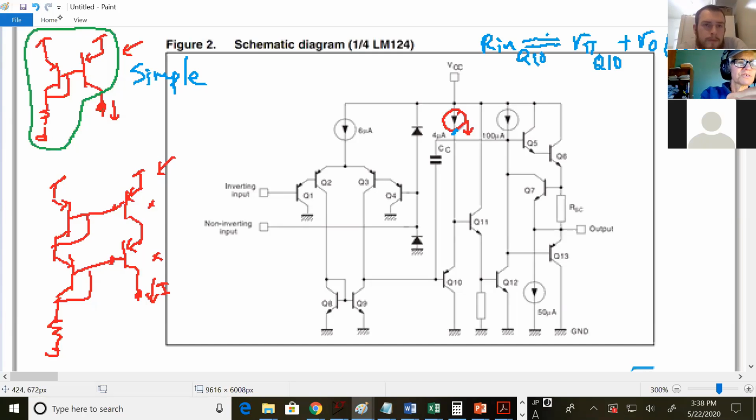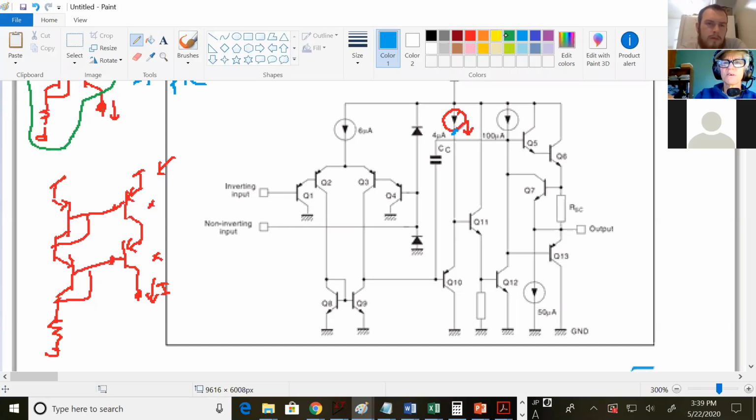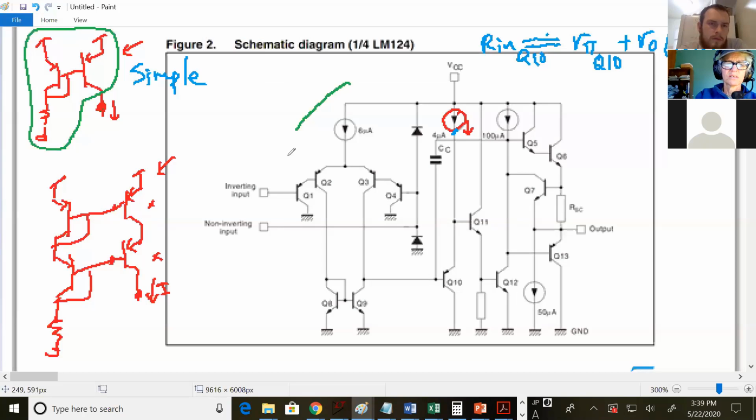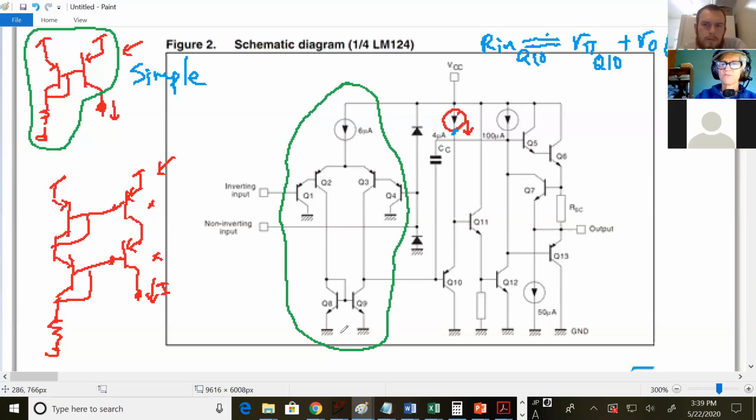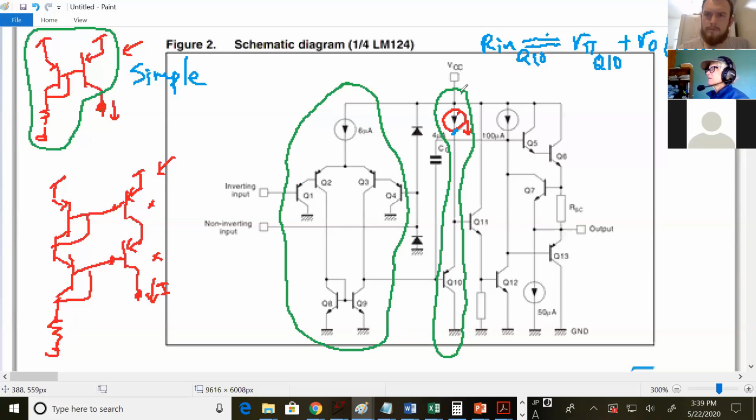Actually, I should start circling things. What color am I in right now? Blue. So we had this. Remember, for a stage, you want to go all the way up to the top voltage and down to the lowest voltage, rail to rail. And then we got this one. Okay, but there's only 4 microamps. Why might that be? You had 6 microamps on the diff pair, and you have 100 microamps on that next branch.